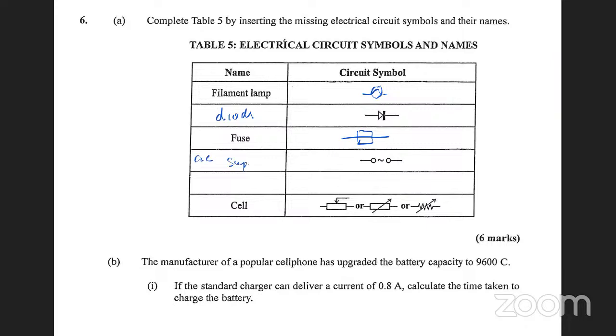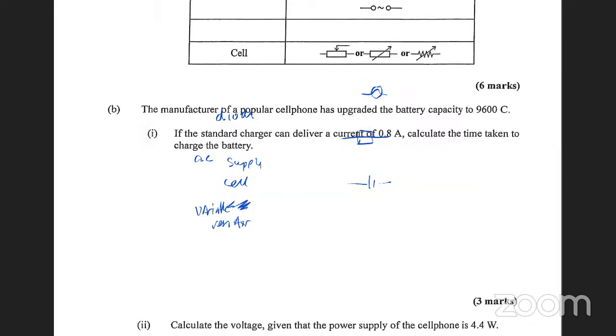AC supply. Why is there a blank? Oh, the cell's supposed to be here. Yeah, that makes sense, right? So you have a cell. A cell is just one alone, right? And the one underneath is what? Variable resistor. It's not a fixed resistor, right? Fixed resistors don't have the arrows in them. All right, next. Let's continue.